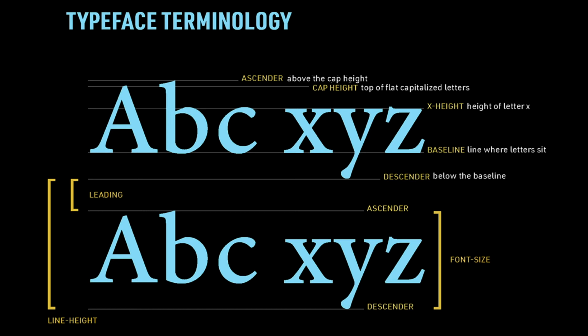The line height is the closest to the concept of leading with web typography. The font size is the distance between the ascender and the descender. The line height is the distance between the descender and the descender of the line of type above. The difference between the font size and the line height is the leading. So by adjusting the line height, we adjust the spacing between lines of text.